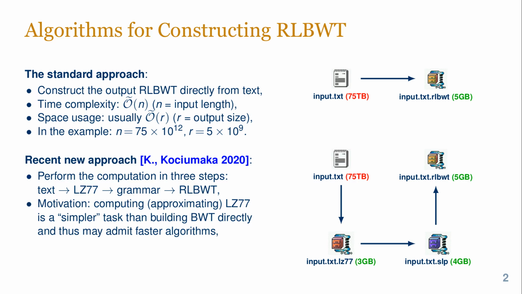The intuition for why computing, or more precisely approximating, the LZ77 compression is easier, is that it only needs to find some repetitions in the string without considering the order between all suffixes, which is needed in the direct approach to the construction of run-length BWT. The key property of this three-step algorithm is that once we obtain the initial LZ77 compression of the input, the remaining steps of the computation will be significantly faster, since they only take time proportional to the size of compressed data.